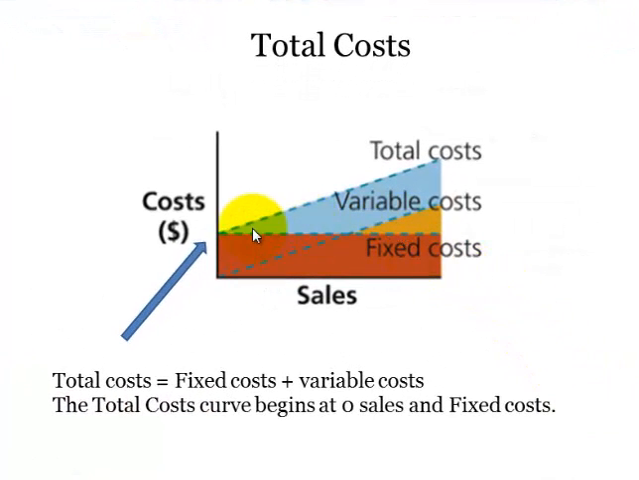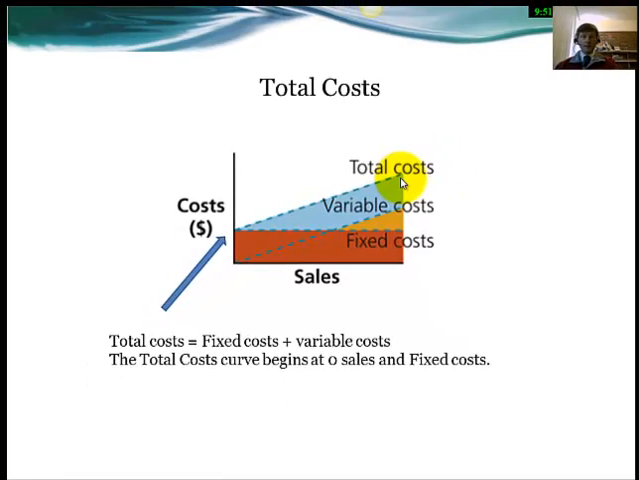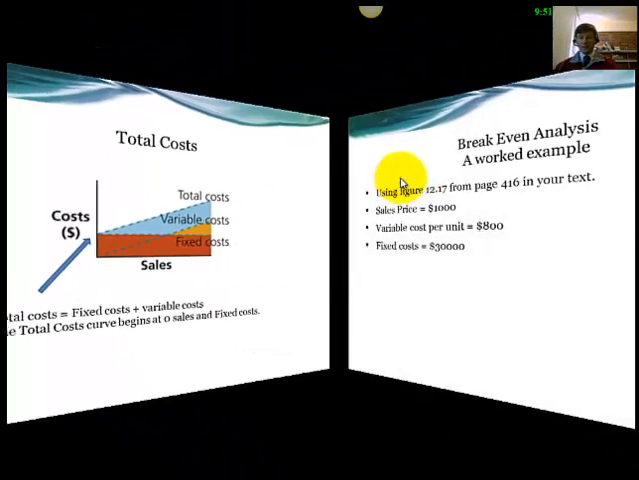When you combine the two, you put the variable cost on top of your fixed cost, then that equals the total cost. So the fixed costs are down here, the variable costs start adding on, which means this line here is the total costs, and that's what we saw on that first graph that I showed you.